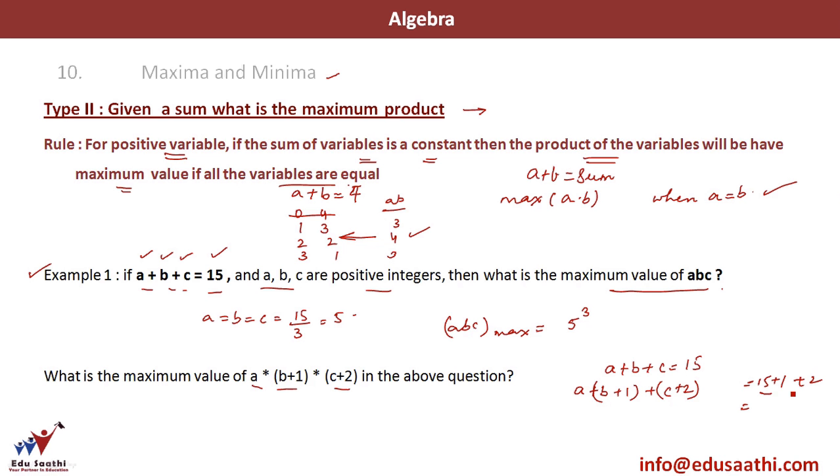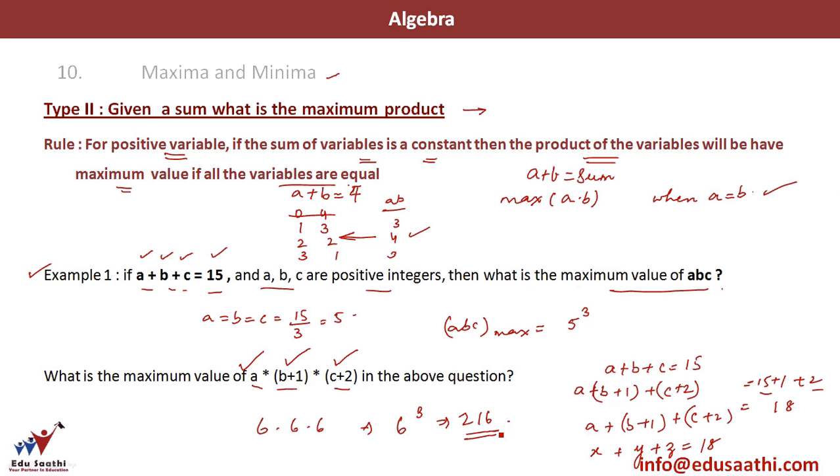So what is it? This is 18. So a plus 1 will be treated as a separate variable, b plus 1 as separate, and c plus 2 will be treated as separate. So I can take it as x plus y plus z is equal to 18. What is the maximum value of x into y into z? All of them to be equal to 6. So this is 6 into 6 into 6. The value will be 6 cube, which will be 216.